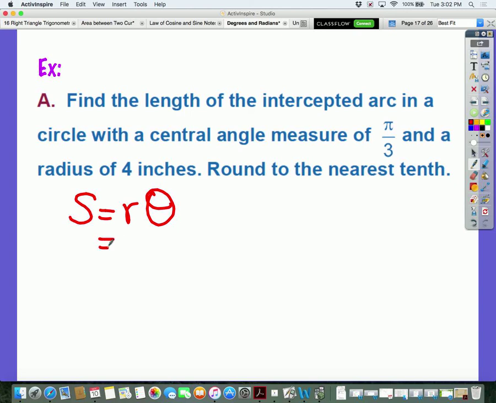What's my radius? The radius is 4, and our angle measure is pi over 3. Since we're rounding to the nearest tenth, we go ahead and type in 4 times pi over 3 to get our answer, rounding to the nearest tenth. What does S stand for? The length of what? The arc.